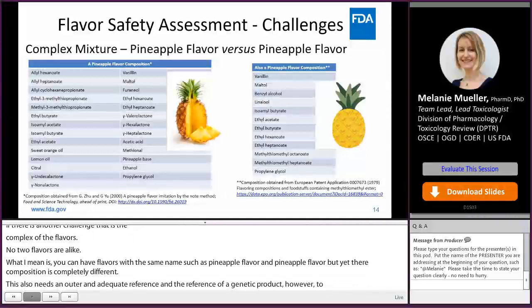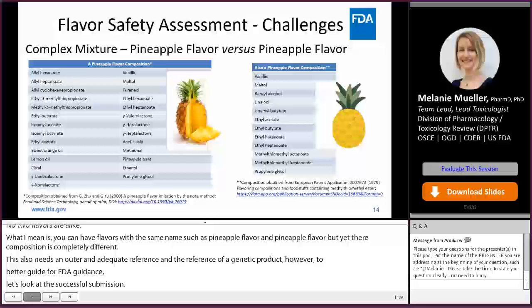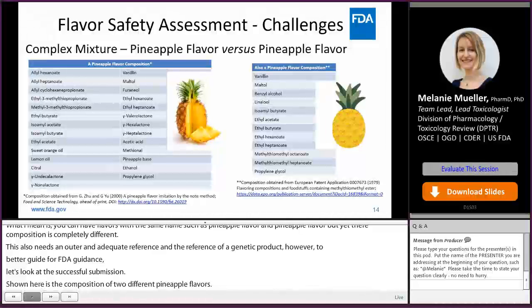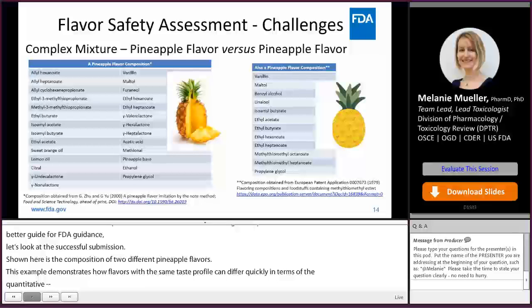Shown here is the composition of two different pineapple flavors. These examples demonstrate how flavors with the same taste profile can differ greatly in terms of their qualitative composition. As I mentioned, such differences in composition often lead to inadequate references to the FDA inactive ingredient database upon generic submission. That is because the generic applicant does not know the composition of the FDA-approved flavor.